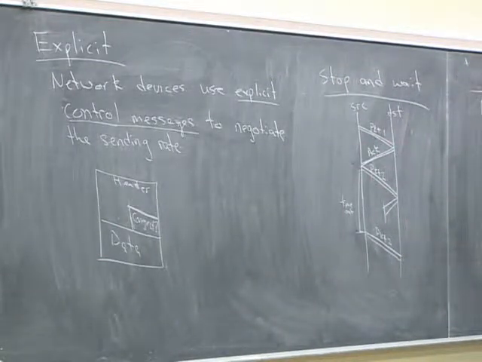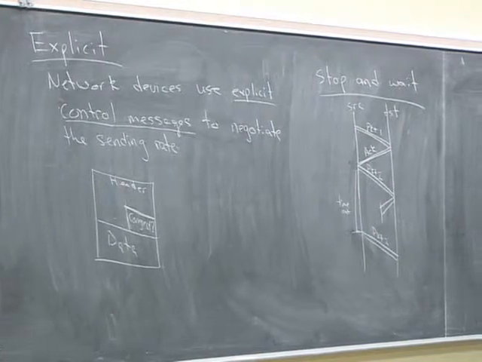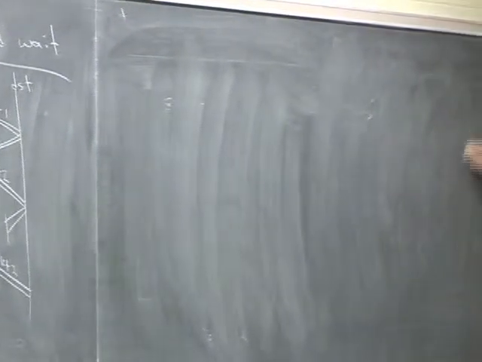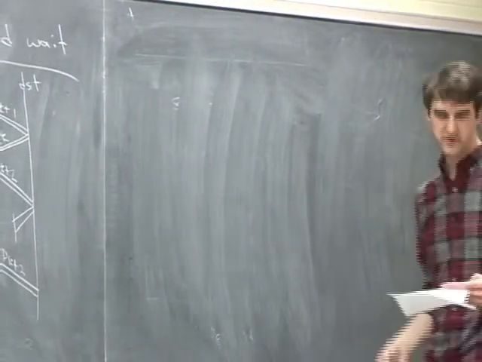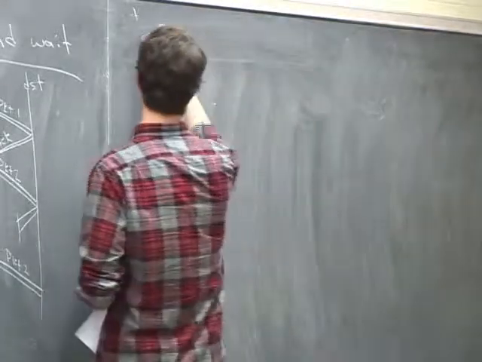Now let's generalize this a little bit. So the stop and wait, this is sort of one of the earliest methods of flow control because it's really simple, but we can generalize it pretty easily to a static window.